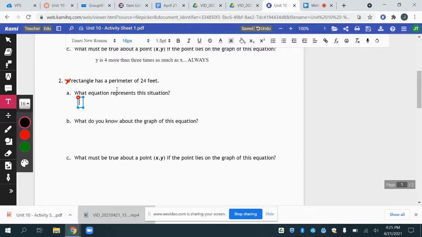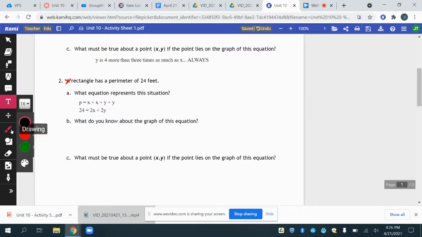A rectangle has a perimeter of 24 feet. Well, if you remember, there are 4 sides on a rectangle. 2 of them are width and 2 of them are length. So I could say P equals x plus x plus y plus y. If I put in the numbers, I know the perimeter is 24, right? And I know that 2 x's makes 2x, and then 2 y's makes 2y. So this is the formula that we got next. Notice, this is an equation with x and y.